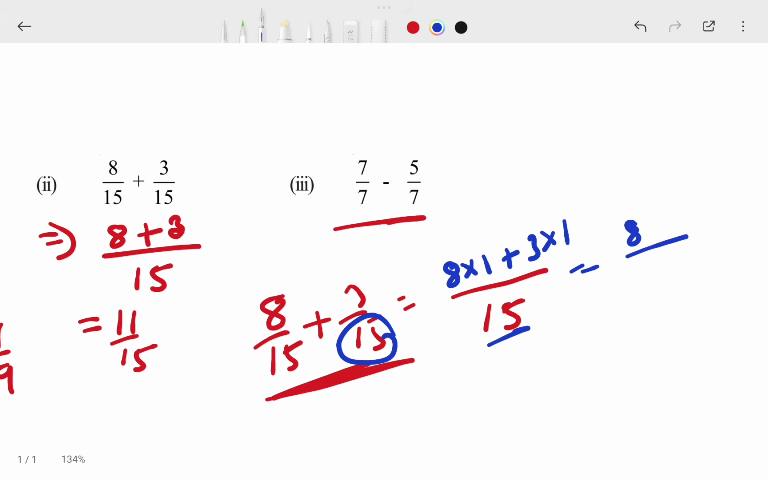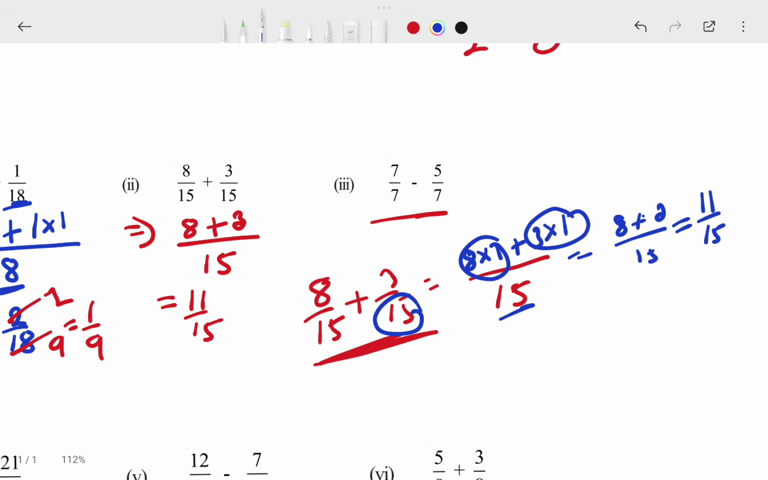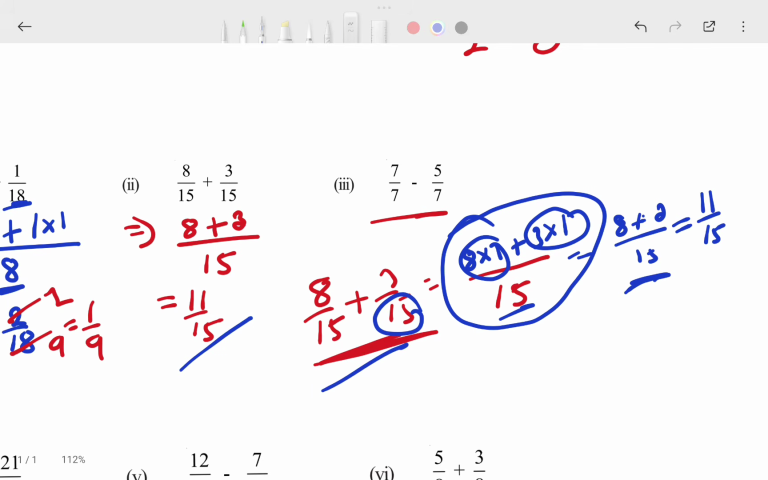8 into 8, 8 into 1, that's going to be 8. 3 into 1, that's going to be 3. Then 15. Then the answer will be 11 by 15. Add it and write. So generally this is the way, and that is the only thing I'm doing directly here. That question I'm doing directly here, and I'm writing this one simply. Okay, I'm multiplying that one and I'm writing. So that's why you can do it like that. You can do it like that also, any way you can do it.